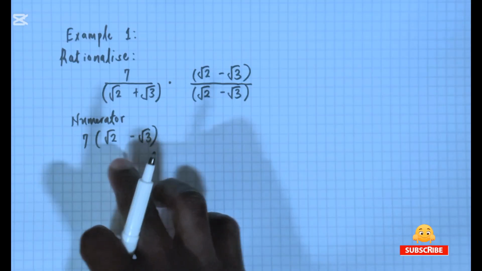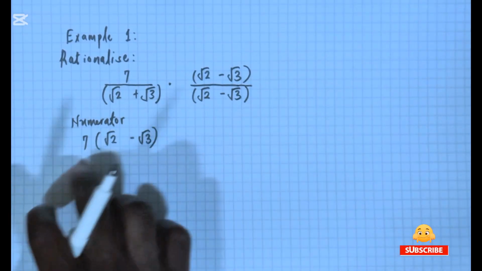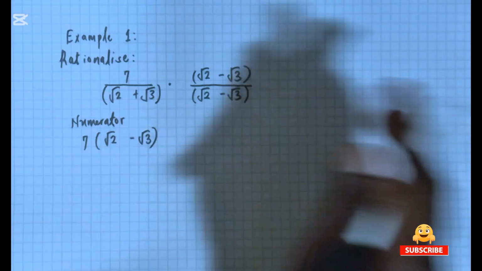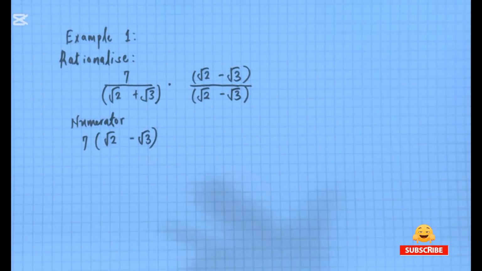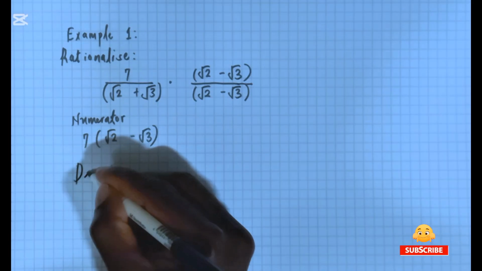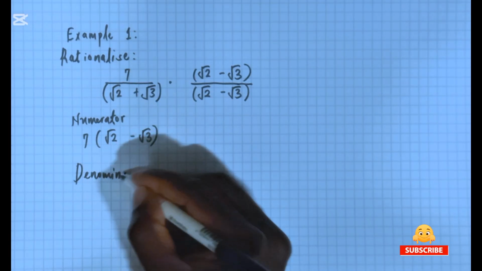So the surd 7 multiplied by the conjugate will just be 7 into the conjugate, all right? So that's it with the numerator. Concerning the denominator, now that's where some magic will happen. So let's look at the denominator.